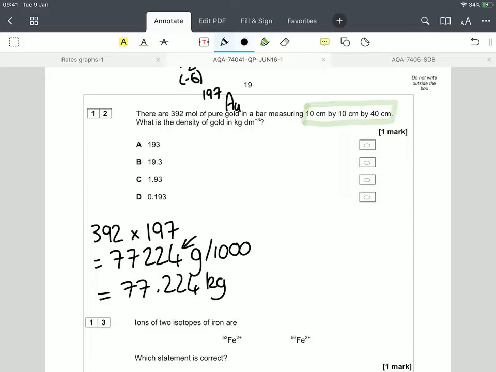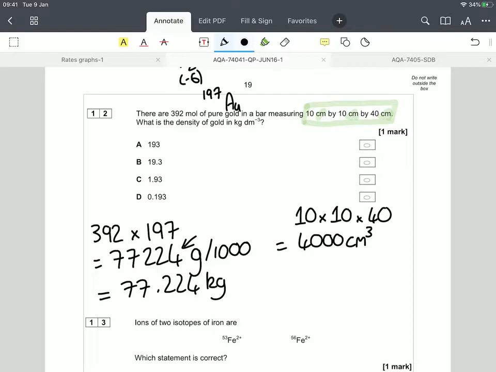And to calculate our density, we need a volume, and so that's going to involve us using the next part. So for the volume, we're just going to multiply these numbers together. So 10 by 10 by 40, 4,000 centimetres cubed, because the units given are all in centimetres. So as a volume, it's going to be centimetres cubed.